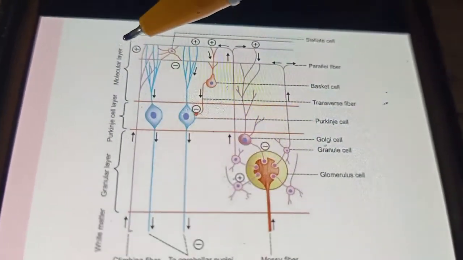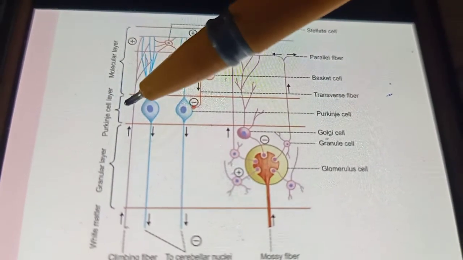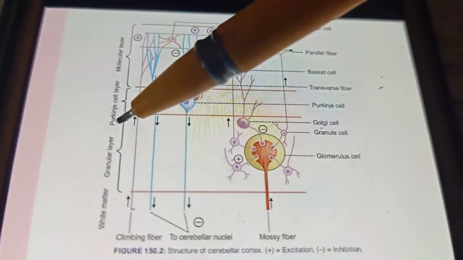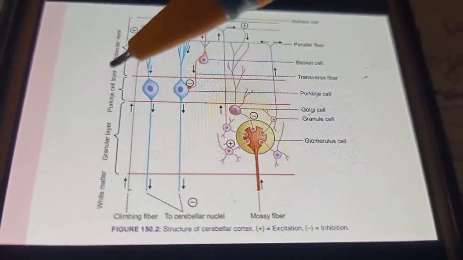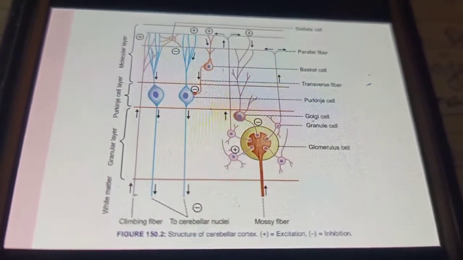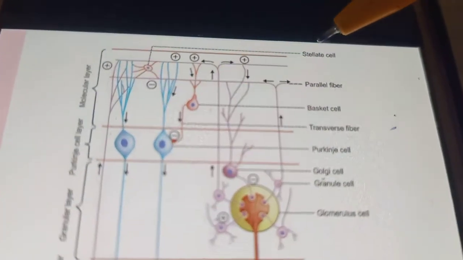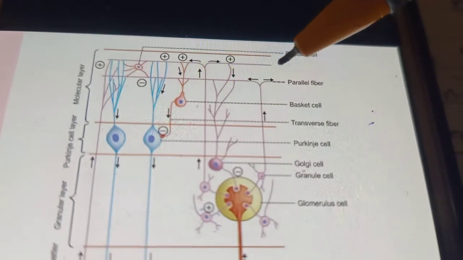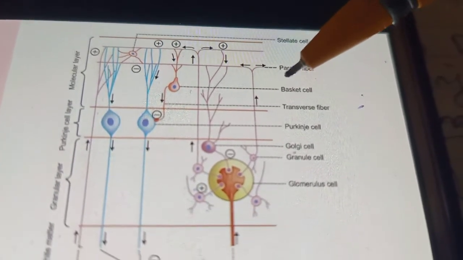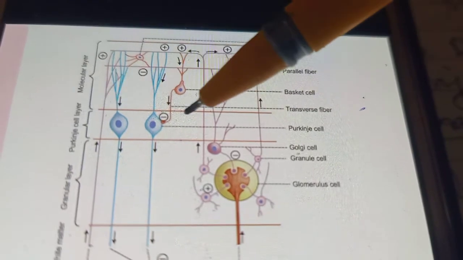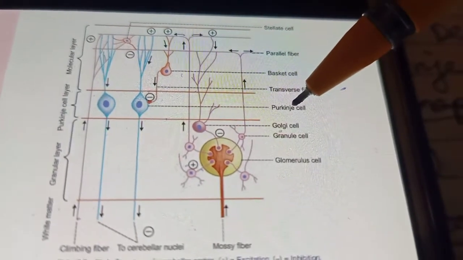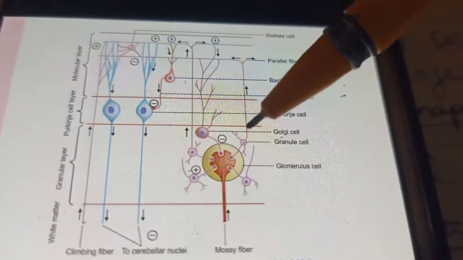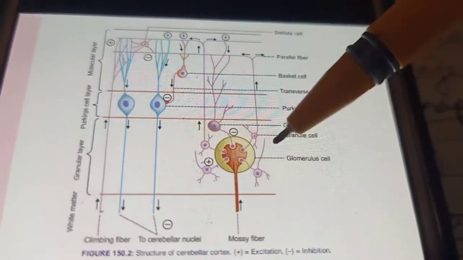This is the molecular layer. Okay, this is the Purkinjean cell layer. So this is the molecular layer, Purkinjean cell layer. This is the granular layer. Okay, clear? I am just reading the names: stellate cells, Purkinjean fibers, basket cells, transverse fibers. Okay. Then Purkinjean cells, Golgi cells, granule cells, and glomerulus cell.